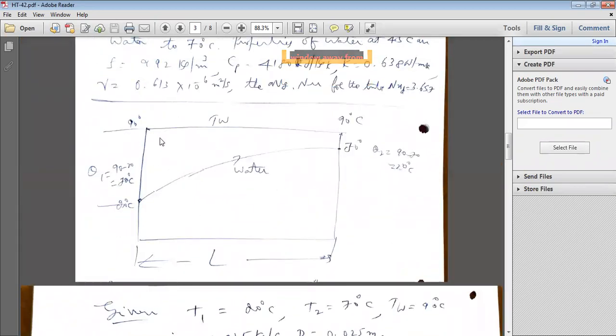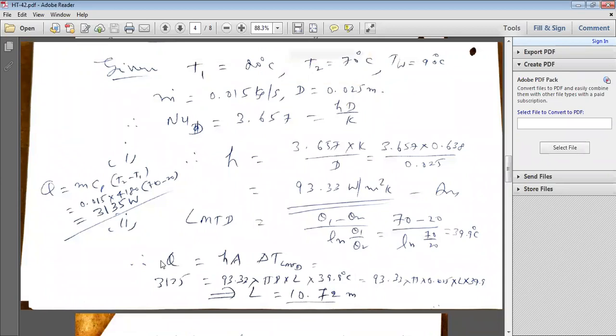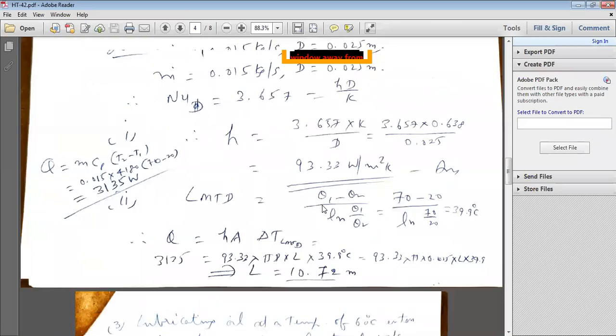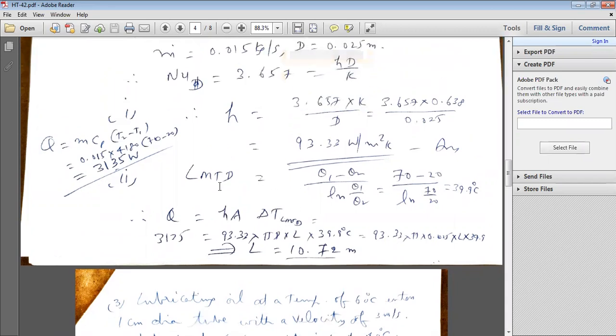Now, how do you calculate the length of the pipe? This is a tube of diameter D and length L. Through convection of the water, heat transfer Q is h A delta T. Because in the tube water is flowing, convection currents are developed, so convection heat transfer. With the help of the convection heat transfer rate Q, you can calculate the length of the pipe. Q is equal to h into area into delta T LMTD, log mean temperature difference. So in the case of heat exchangers, you have to take the log mean temperature difference.